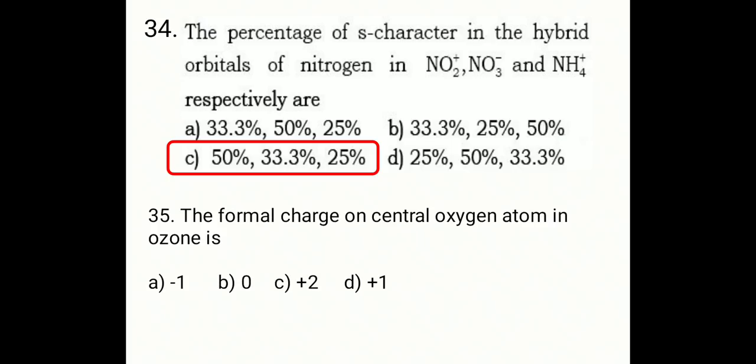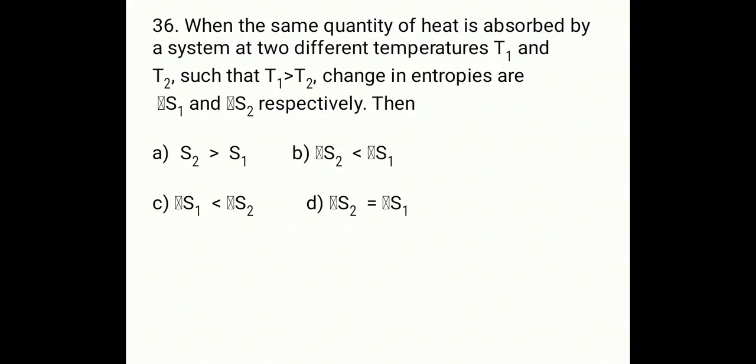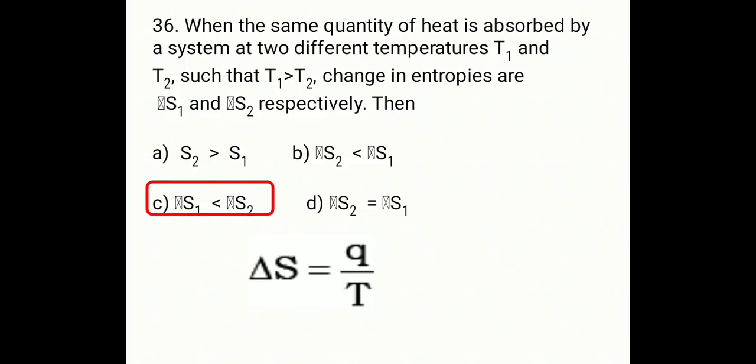The formal charge on the central oxygen atom of ozone is, remember, +1. This is also a direct question. Here instead of delta, a box is coming, so don't worry about that. When the same quantity of heat is absorbed by the system at two different temperatures, the hint is, remember, delta S is inversely proportional to temperature because Q is the same. T1 is more than T2, hence delta S2 is more than delta S1. So the answer for this is C.